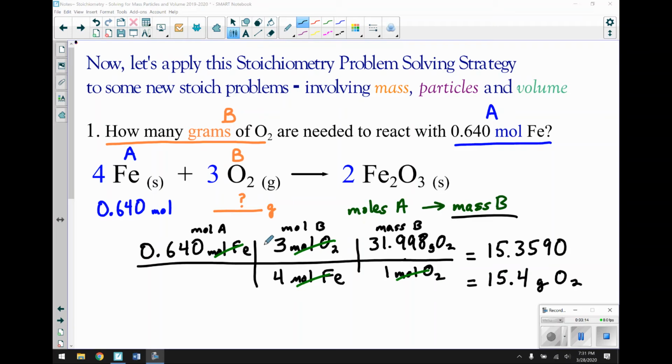So I would take 0.640 times 3 divided by 4, because it's in the denominator, times 31.998. I get 15.3590, and so on, in my calculator. And because my initial given started out with 3 sig figs, I'm going to round my final answer to 3 sig figs. So the final answer, the number of grams of oxygen needed to react with this many moles of iron, would be 15.4 grams of oxygen.